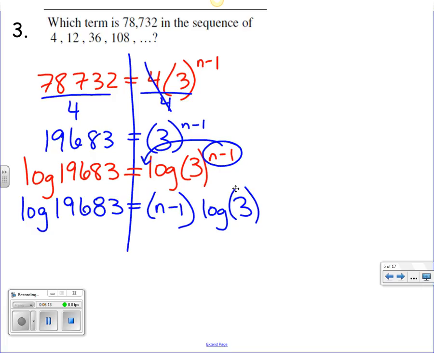Okay, so ladies and gentlemen, what letter am I trying to get by itself? N. Trying to get n by itself. The next thing I want to move is this log 3. Let's get rid of that next. How can I get rid of that log 3? Divide. Very good. So this is being multiplied. So I'm going to divide by log 3.